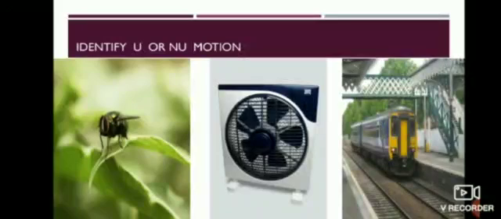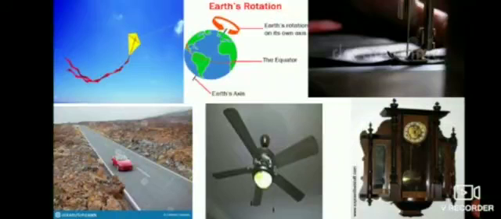A train entering into a railway station. Is it uniform or non-uniform motion? No, because the train covers unequal distances in equal intervals of time. So it is non-uniform motion. Next, we see a kite in the air. Is it uniform or non-uniform? Because it covers unequal distances in equal intervals of time, it is called non-uniform motion. Now, rotation of the earth. Rotation of the earth is uniform.